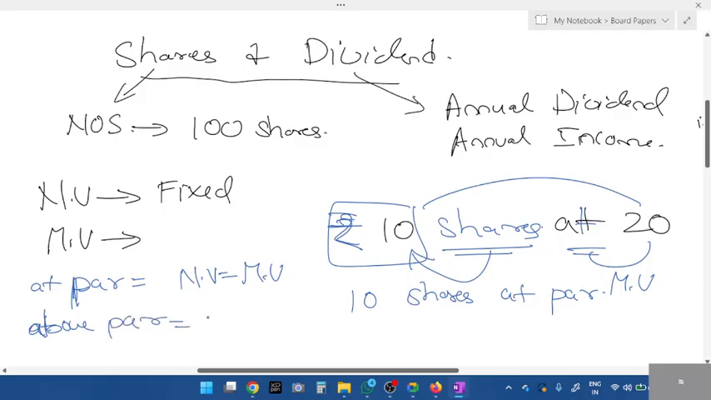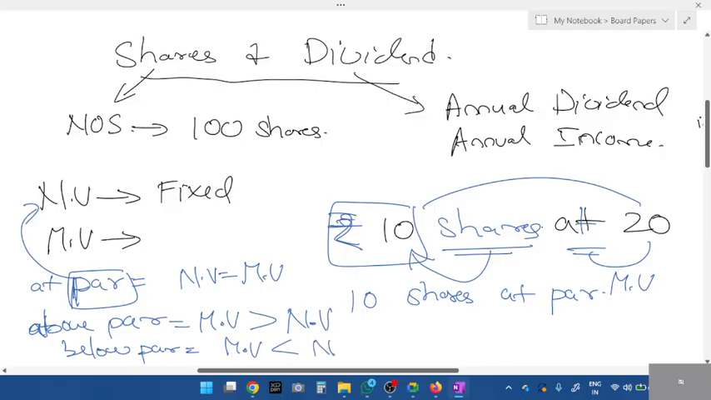Above par. What do you mean by above par? Market value will be greater than nominal value. Par itself is nominal value. Below par. What do you mean by below par? Below nominal value, right? So market value will be less than nominal value. This is the meaning of par.